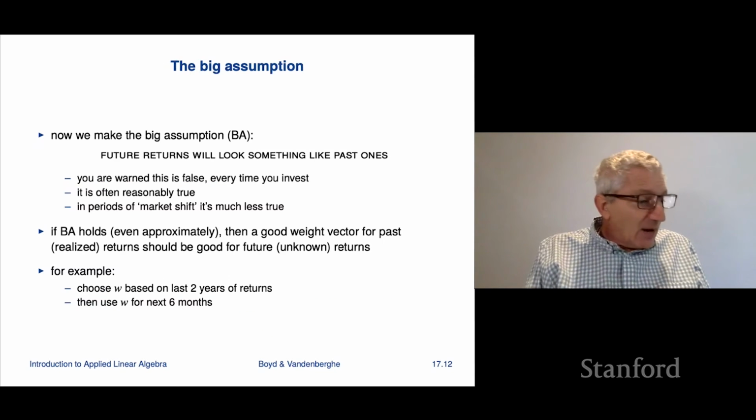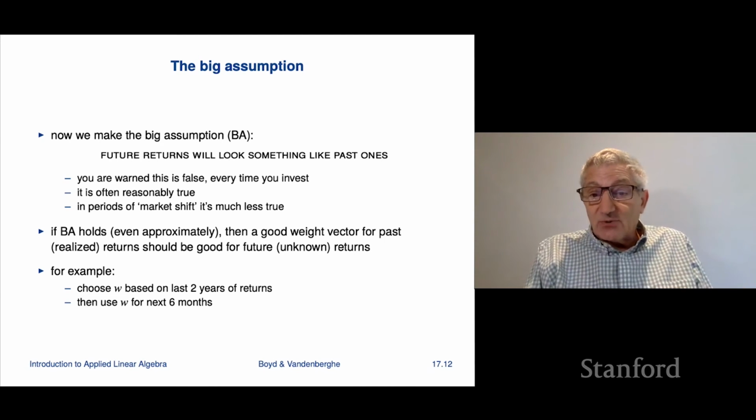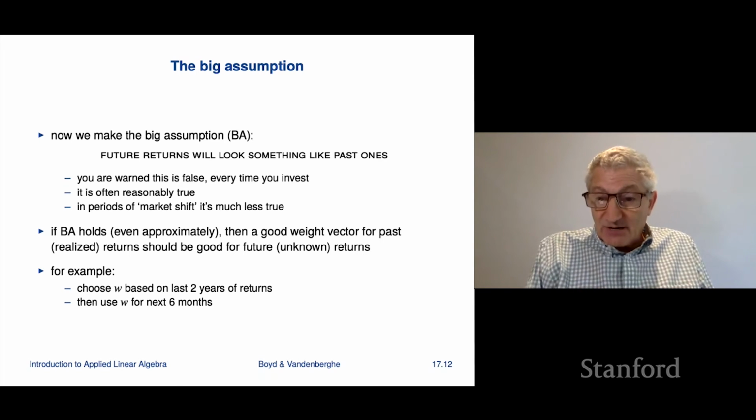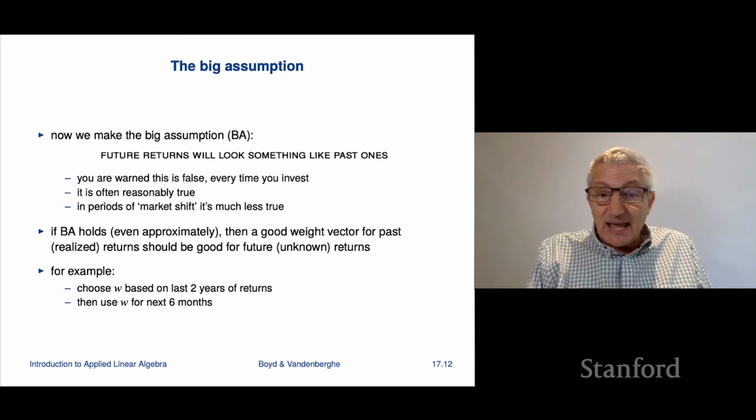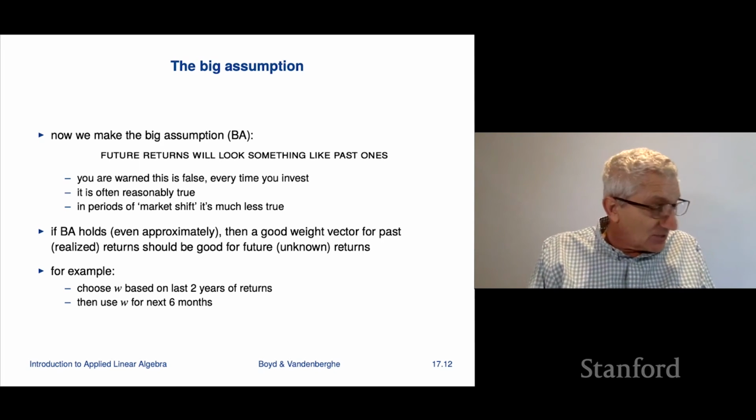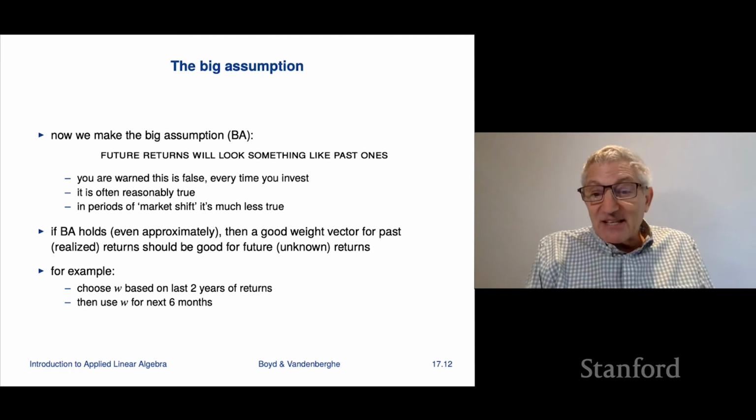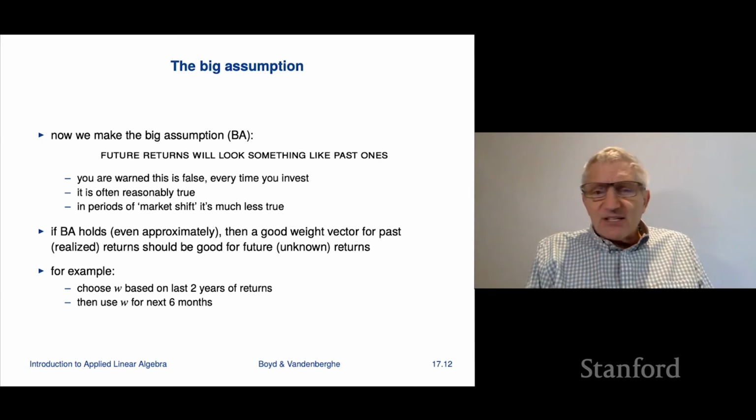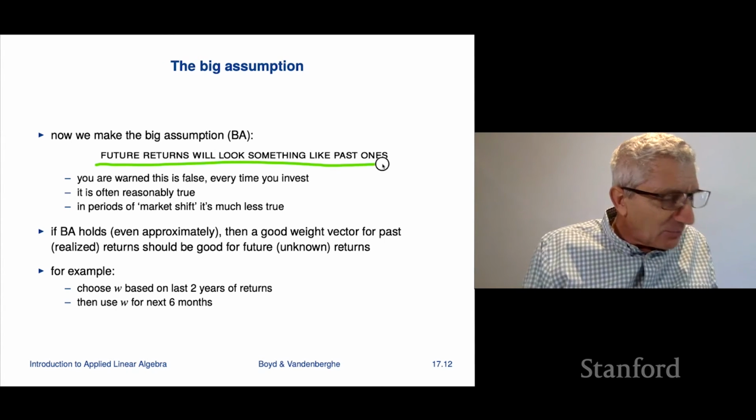Now I've hinted at it a couple of times, but I want to make it super explicit: everything we're doing here rests on something I call the big assumption, or BA. We'll see how many times I use that acronym. The big assumption is basically that future returns will look something like past ones. When you take another course on statistics, you can say this more precisely if you'd like.